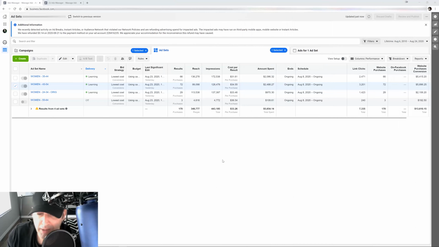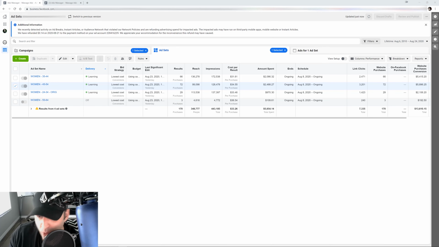My ads just stopped working and I don't know why. Well, you don't know why because you don't know how to read your data. See, the problem is that most of you just run ads and don't even take the time to play around with Facebook Ads Manager and see what's going on.